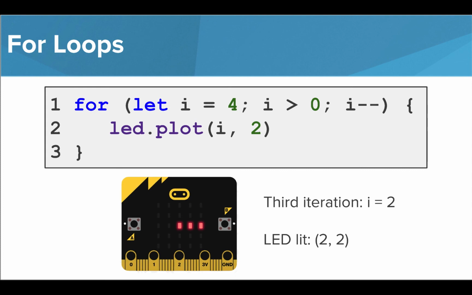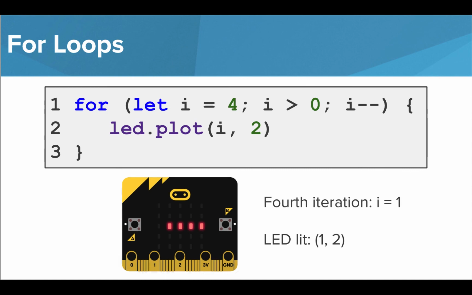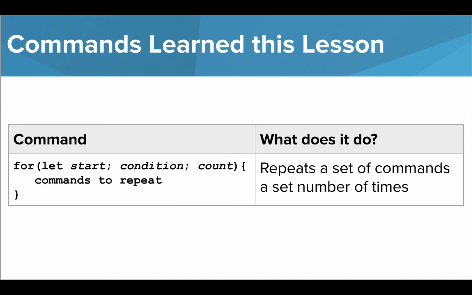i is subtracted by 1 again, so it becomes 2. The LED at 2, 2 is lit. i loses another 1, so it becomes 1, which is greater than 0, so the program runs and LED at 1, 2 is lit. i then loses another 1, so it becomes 0, which is not greater than 0, so the loop ends. In this lesson, we learned how to use for loops in our programs. Now it's your turn to explore loops in your own microbit programs.